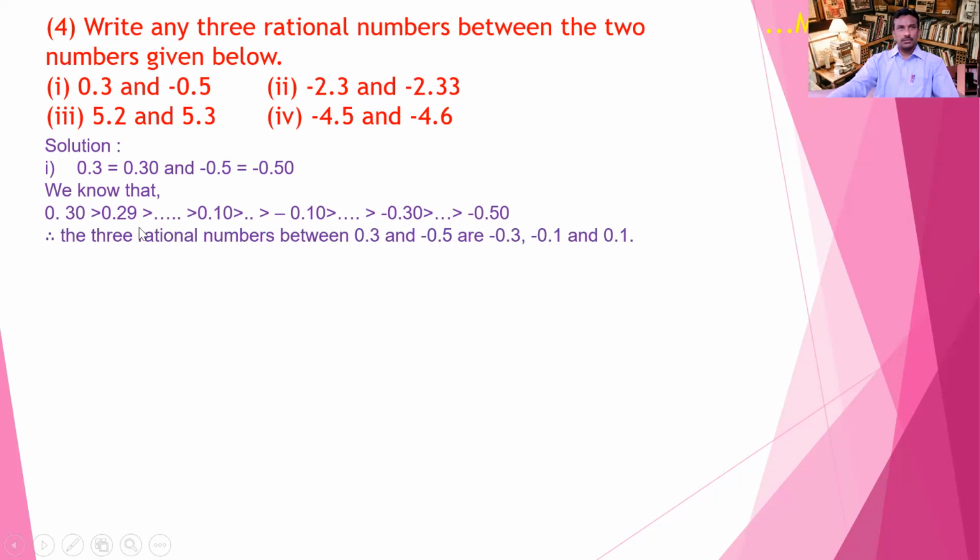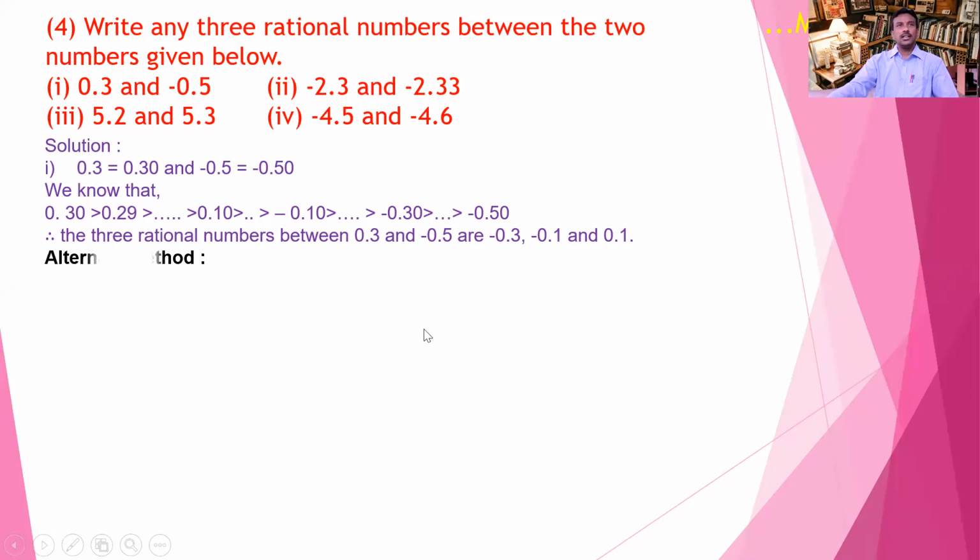Now these are the numbers which we have compared. Therefore the 3 rational numbers in between 0.3 and minus 0.5 are minus 0.3, minus 0.1 and 0.1. We can write any 3 rational numbers in between 0.3 and minus 0.5, any 3 rational numbers like this.